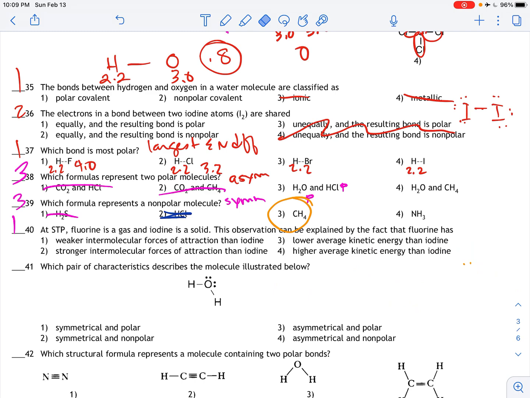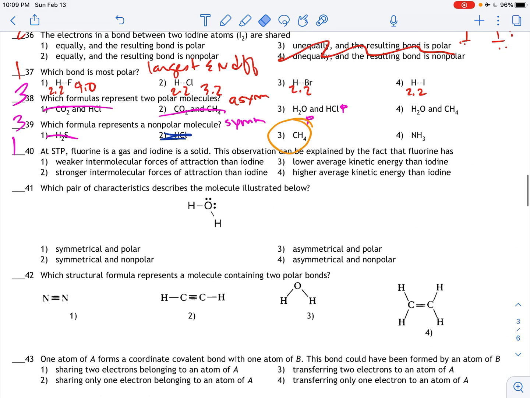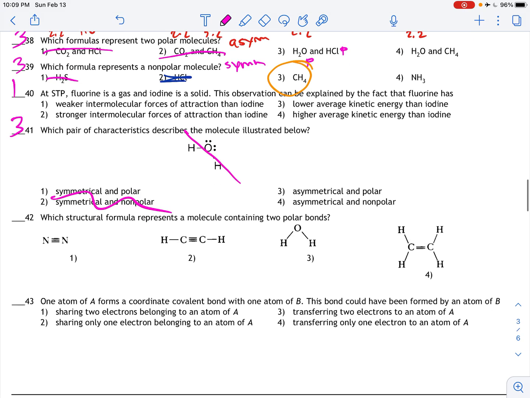Sorry, this is messy. Number 41. So we've talked about it before. It is asymmetrical if you cut it like this. And asymmetrical by definition means a polar molecule. Which structural formula represents a molecule containing two polar bonds? So bonds. Between N and N, it's the same electronegativity, so that can't be it. There's a bond here, which is the same as the bond here. And then we'd have this bond. But if you look, this orange bond here is two of the same, so that can't be it.